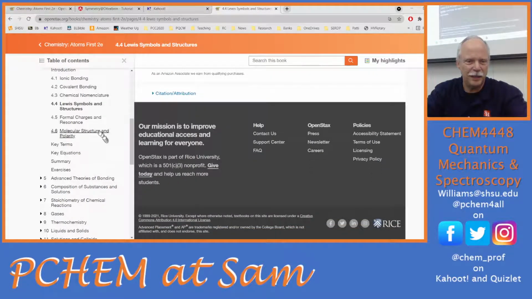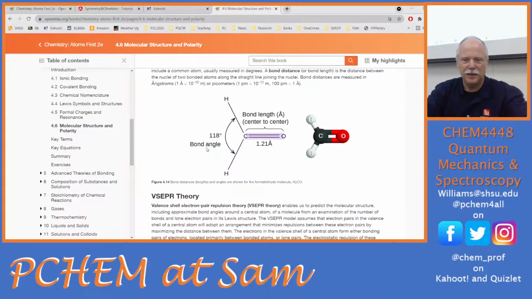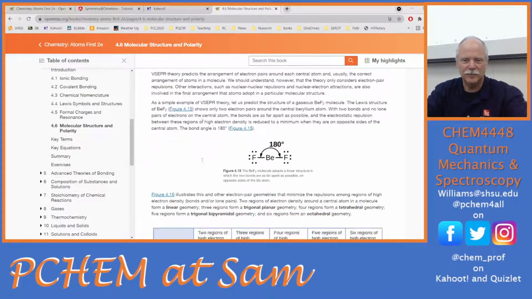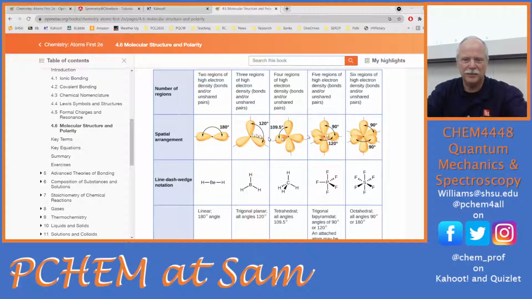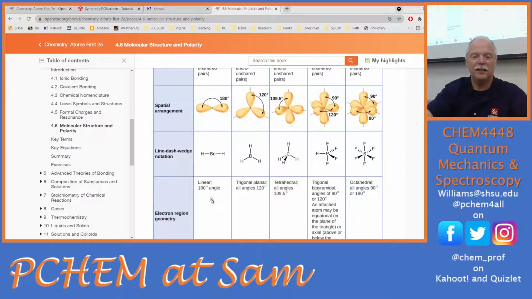If you're weak in it, if you're strong in it, that's fine. Go in, and here we start getting the angles and the shapes. When they say regions of high electron density, I'm calling those electron domains. It's like areas where the electrons are around a central atom. If you have two electron domains, you have this spatial arrangement, and it's a linear structure. This is the electron region geometry.